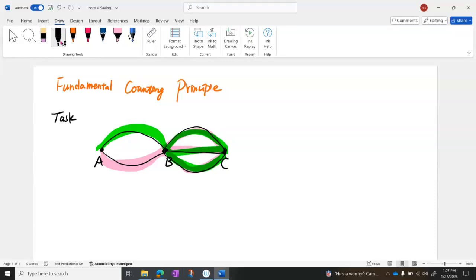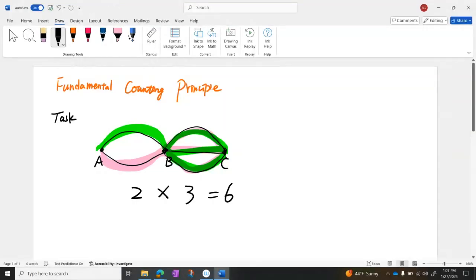And we can get the number of ways to get the task done by using the fundamental counting principle. The fundamental counting principle says, if your task has 2 parts, and the first part, you have 2 different ways to get it done. The second part, you have 3 different ways to get it done. Then the multiplication of the 2 numbers would give you the number of ways you can finish the task, which is 6.